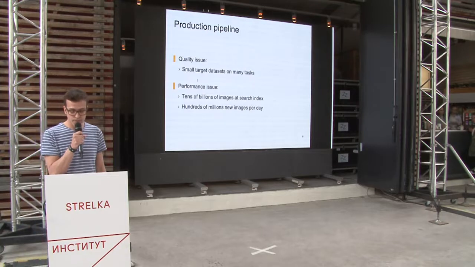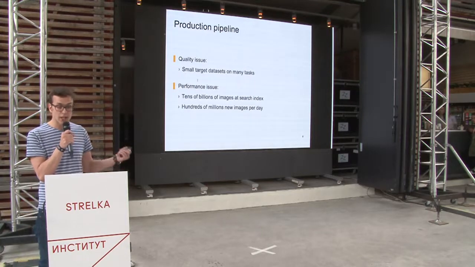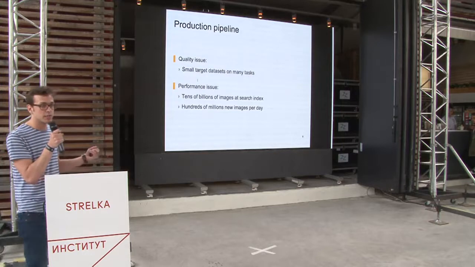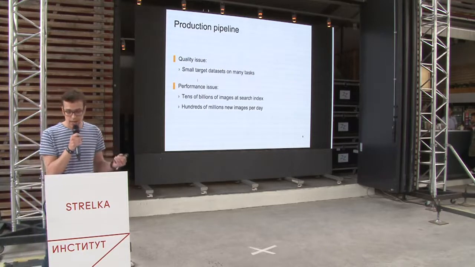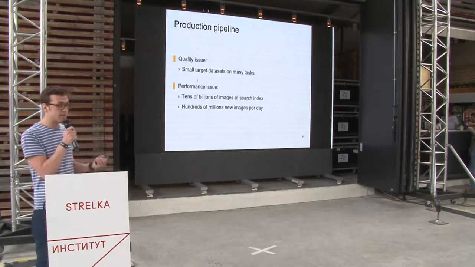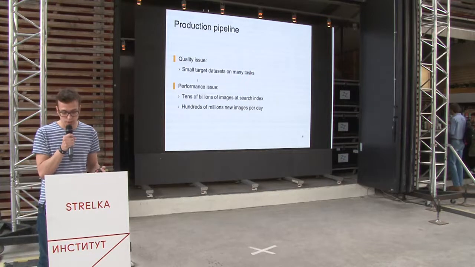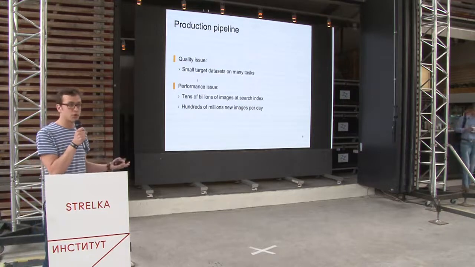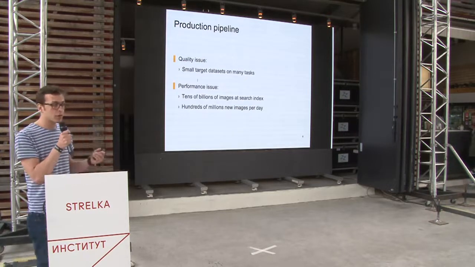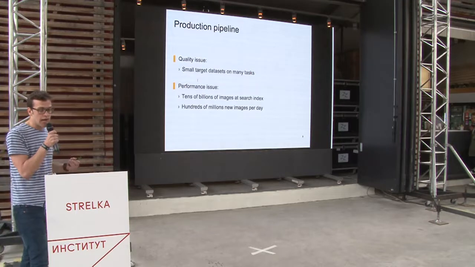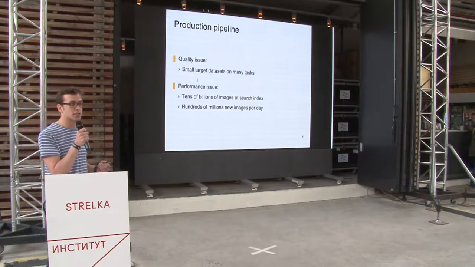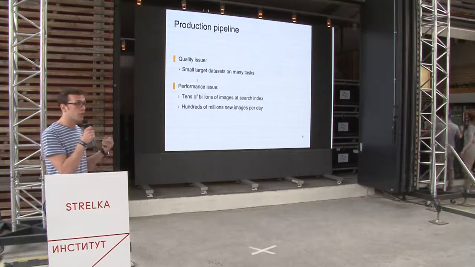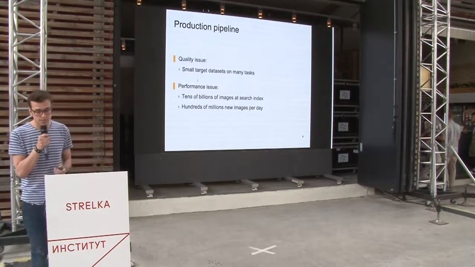The second problem is the number of images that need to be processed by our networks in production. There are tens of billions of images in our search index. This means that with every update of our algorithms, we must process all these images within a reasonable period of time. Moreover, we crawl hundreds of millions of new images every day, and it is important to quickly add them to the index along with the results of our algorithms.